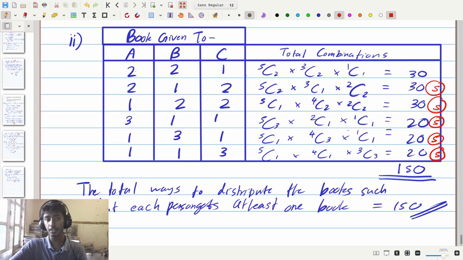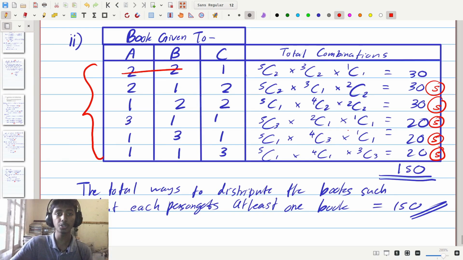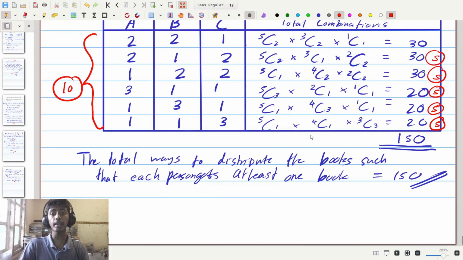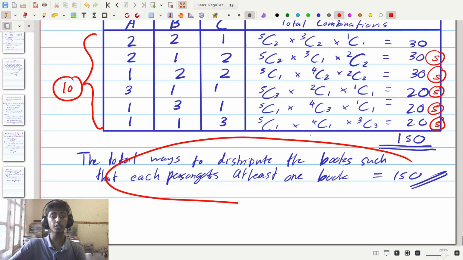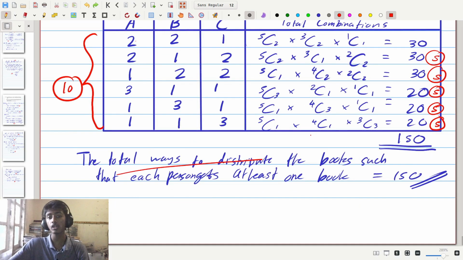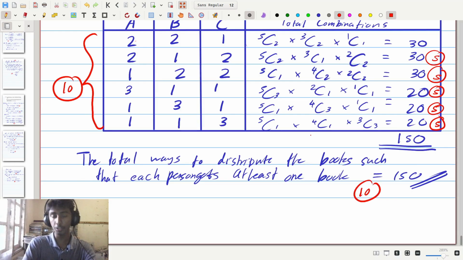And also additionally, you get 10 marks for marking all of these cases correctly, as in the 221, 212, 122, and 311, 131, and 113 cases correctly, you get another 10 marks. And finally, if you get the correct total and you write down the correct total in a sentence like this, and you say the total number of ways to distribute the books such that each person gets at least one book is 150, then you get another 10 marks for that. So this is the distribution of marks.